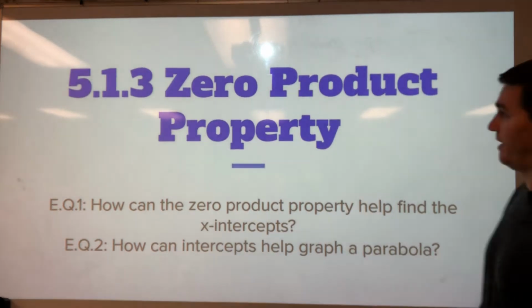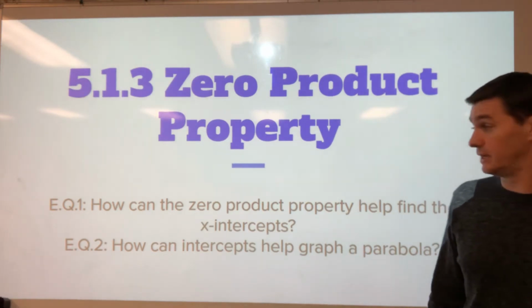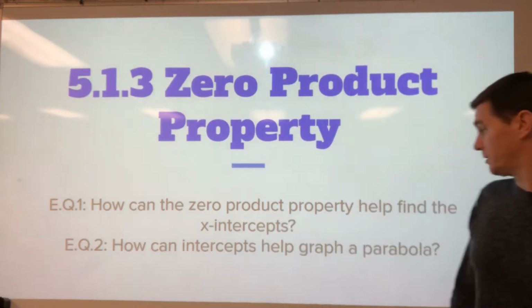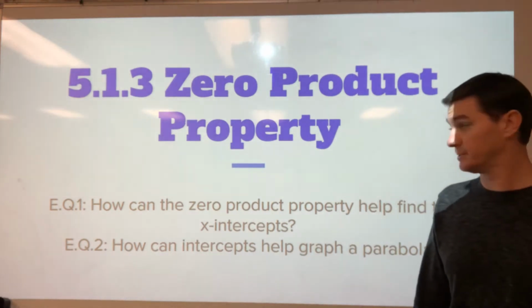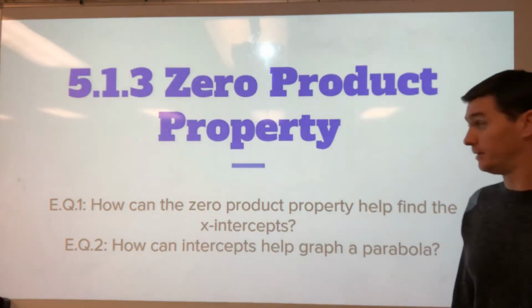All right, welcome to the 5.13 Zero Product Property walkthrough. We've got two essential questions today. Number one, how can the zero product property help find the x-intercepts? And number two, how can the intercepts help to graph a parabola? All right, let's dive in.